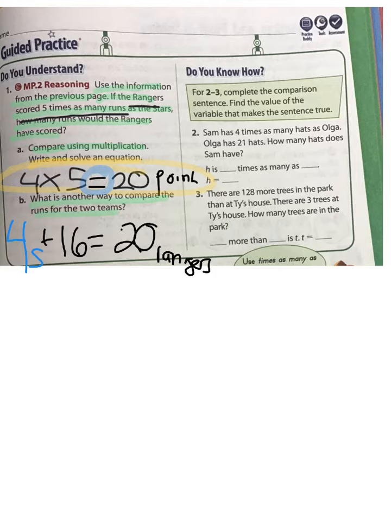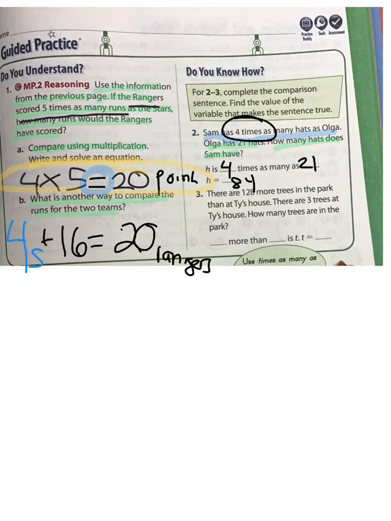Let's look at numbers 2 and 3. Sam has 4 times as many hats as Olga. Olga has 21 hats. How many hats does Sam have? Well, if we hear the word 4 times, then we know that we need to multiply 4 times 21. So H is 4 times as many as 21, and 4 times 21 would be 84.